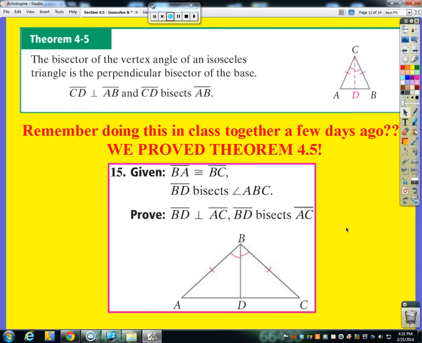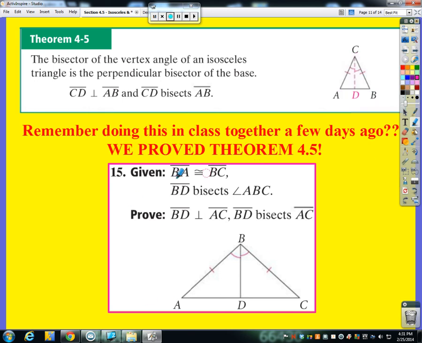Now, Theorem 4.5 really doesn't have a name, but it says the bisector of the vertex angle, and here's our vertex angle up here in between our two legs, that if we were to bisect the vertex angle, the bisector of the vertex angle in an isosceles triangle is the perpendicular bisector of the base. So not only is the bisector bisecting up here, but it's also perpendicular to the base and it bisects the base. There's two things going on with it.